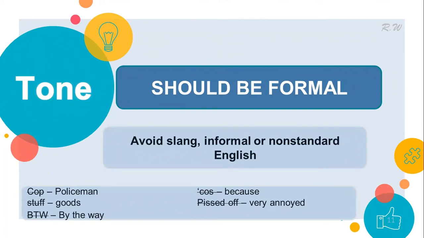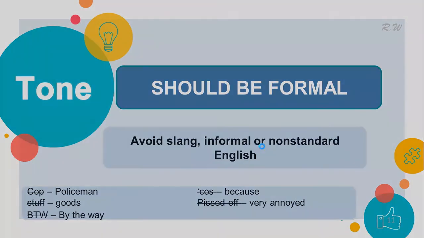So remember, the tone should be formal and you need to avoid slang, informal, or any kind of non-standard English. For example, instead of writing cop, you may use policeman. Don't say cuz, say because. Instead of stuff, you can say goods or things. Don't say pissed off, say very annoyed. And avoid jargon such as BTW, whereas you may use the long form by the way.